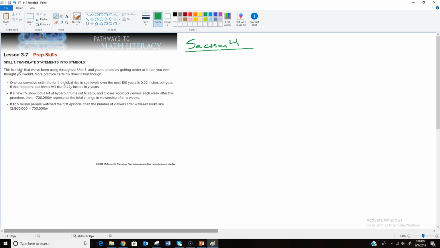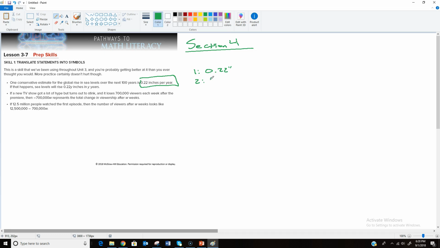So on this first statement it says one conservative estimate for the global rise in sea levels over the next 100 years is 22 inches. I'm sorry, I didn't read that very well. One conservative estimate for the global rise in sea levels over the 100 years is 0.22 inches per year. So if that happens, we could call that 0.22y, because after 1 year it would gain 0.22 inches.